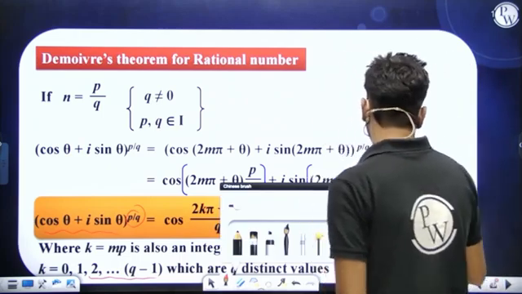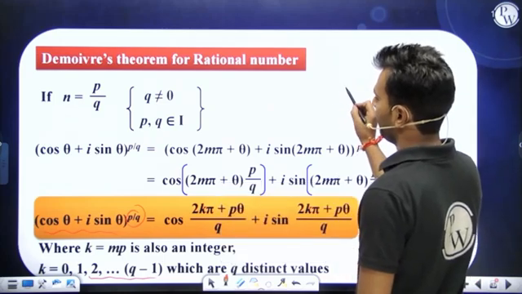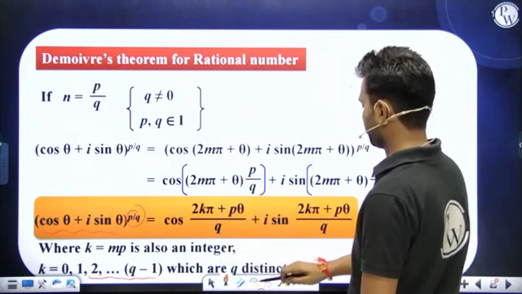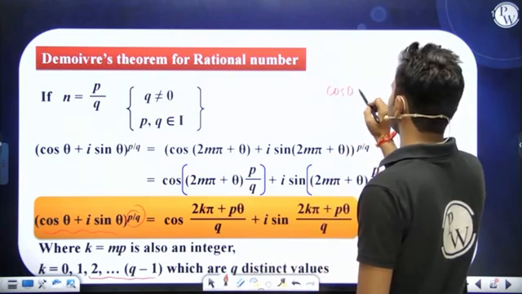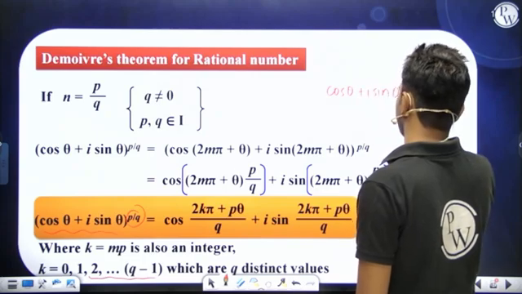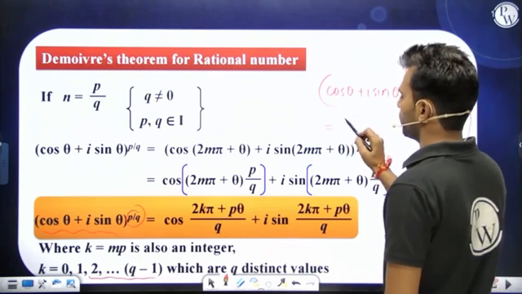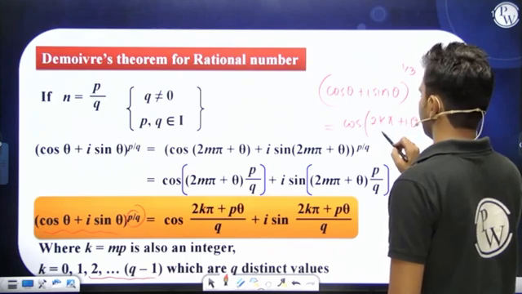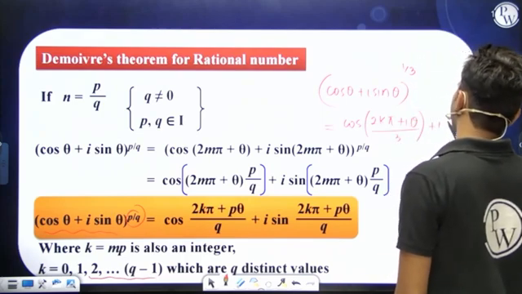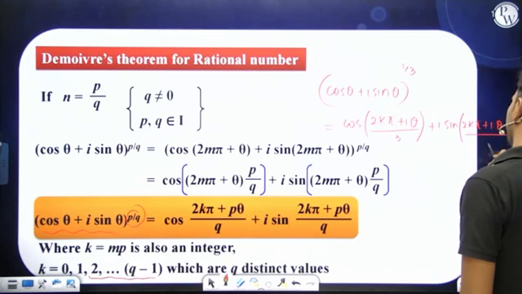That means what? Let's say I am asking you this expression, (cos θ + i sin θ) to the whole power 1 by 3. Now what you will do is write it as equal to cos of (2kπ plus 1 into θ) divided by 3 plus i sin of (2kπ plus 1 into θ) divided by 3.